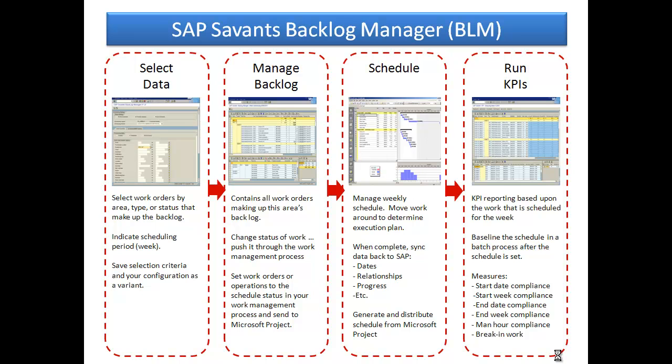Then, manage the backlog. Based on your criteria, the entire backlog is displayed in the results screen. BLM makes easy work of setting user statuses to move your work orders through your work management process. This is ideal for weekly ops maintenance scheduling meetings. Setting the status designated as scheduled will immediately send it to Microsoft Project for scheduling.